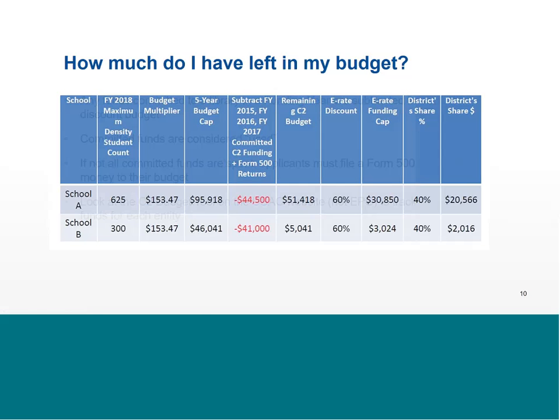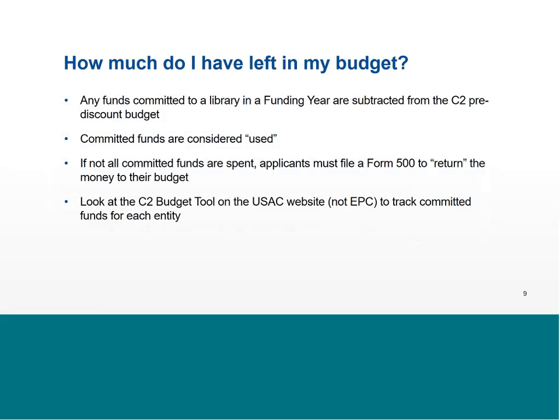So I think I skipped a step. If you haven't kept up with how much each branch has gotten since 2015, then a good resource to use is the Category 2 budget tool on USAC's website. This is not in Epic. This is on the USAC website, and I can send you a link to it.